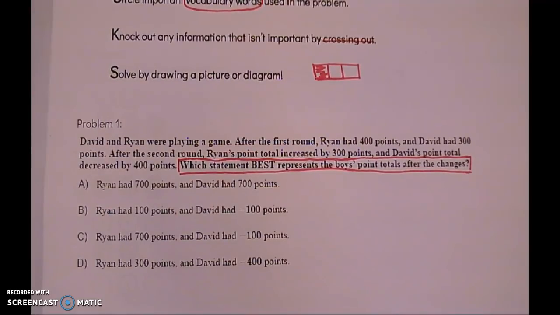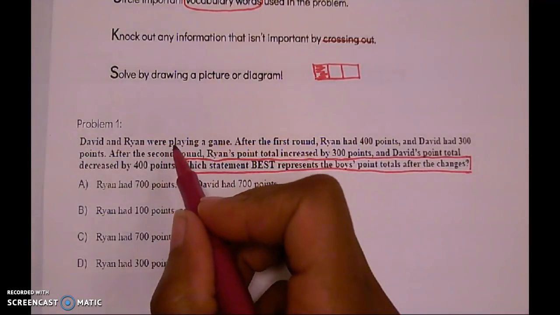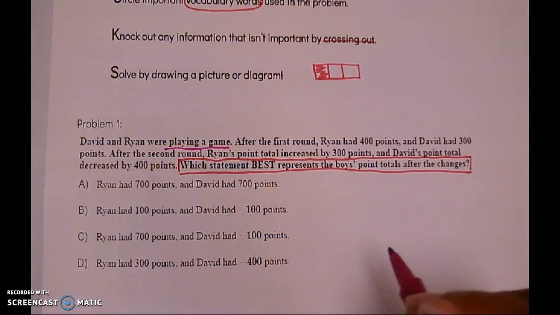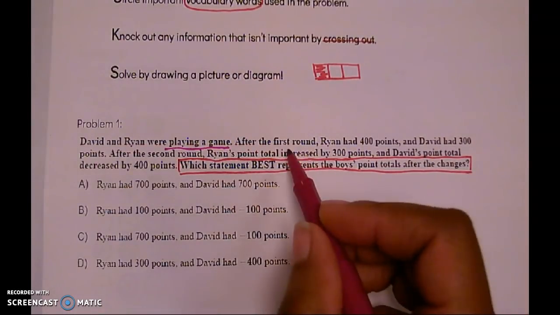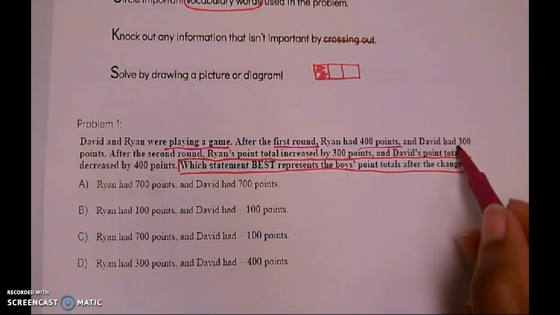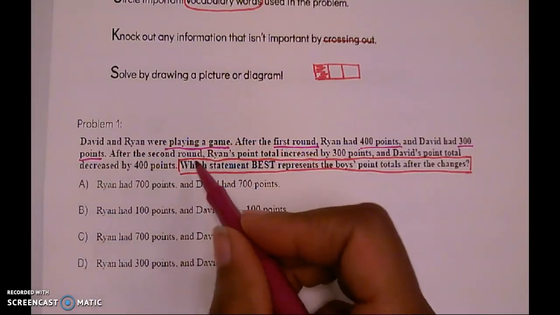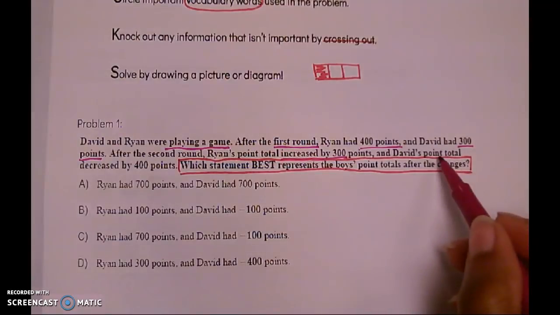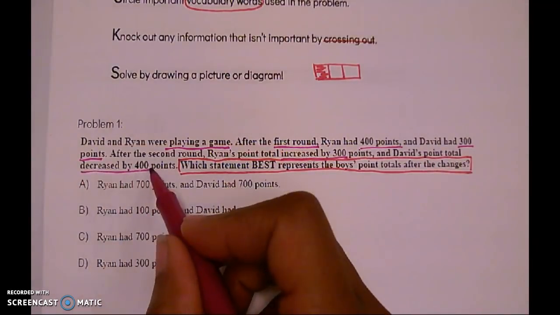So the first thing I think is important is that they're playing a game, and I'm going to use that when I actually draw my little diagram down here. First round to me is important. Ryan had this amount, David had that amount. Second round, Ryan's points increased by this amount. David's points decreased by this amount.